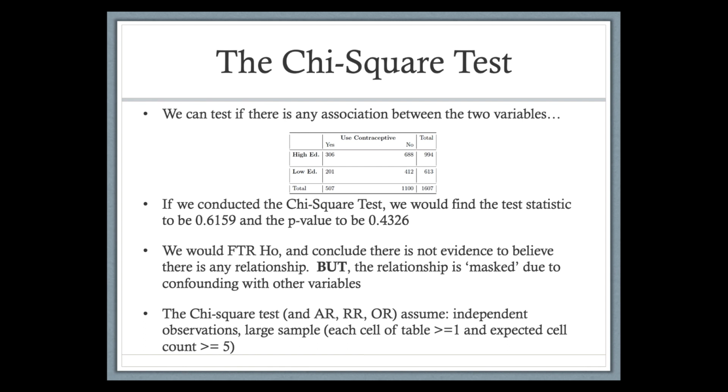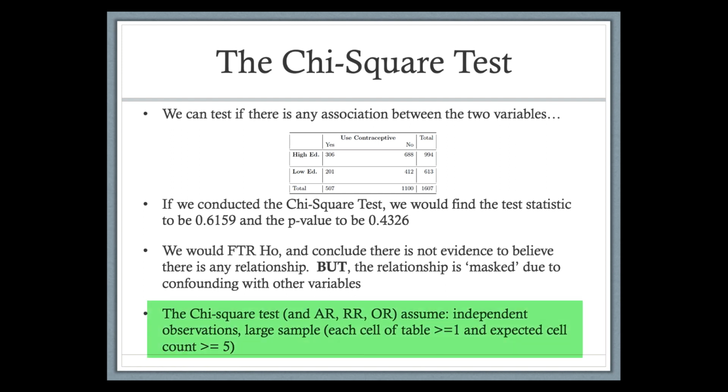If we carried out the chi-square test, we'd find that the test statistic was 0.6159 and the corresponding p-value was 0.4326, or 43%. In this case, the p-value is quite large. We'd fail to reject our null hypothesis, and we'd conclude we don't have evidence to believe there is an association between these two variables. But we should note that there is a relationship between these two, and it's being masked or hidden by these other confounding variables. We're going to start to explore that as we work through this data set.